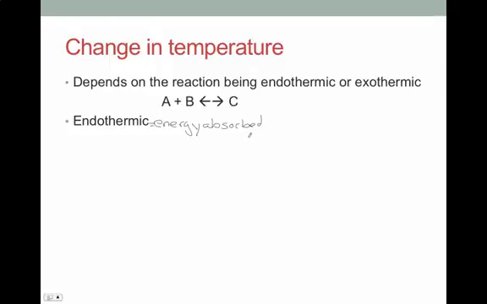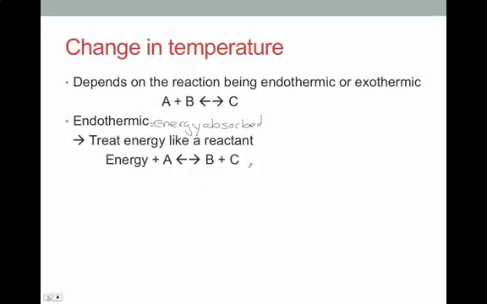So I would rewrite my equation: energy plus A is in equilibrium with B plus C. So if the temperature increases, that means energy increases. If energy increases, that means we increase a reactant. Means we increased our reactants, and when we increase our reactants, that means it shifts opposite, so it shifts to the right.